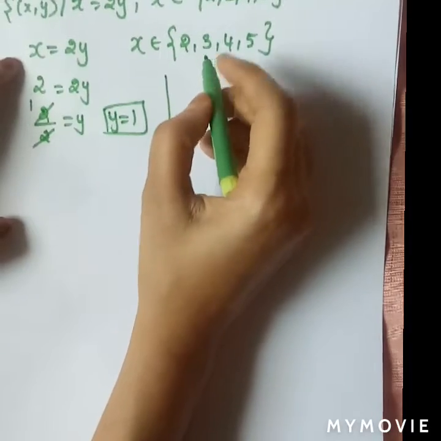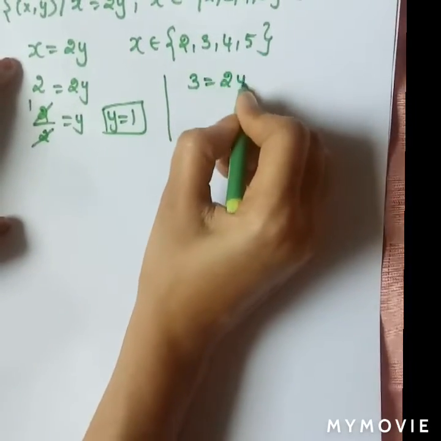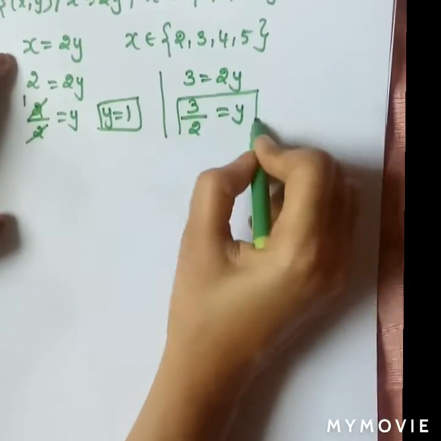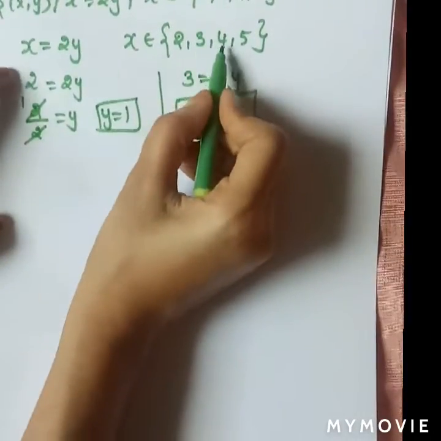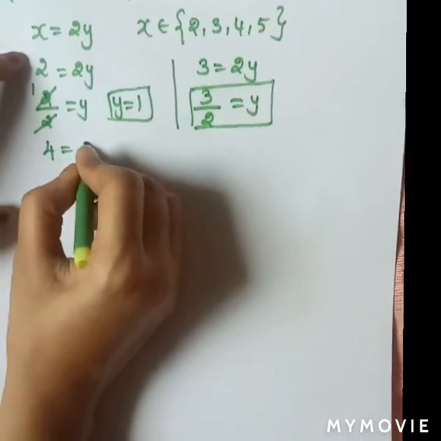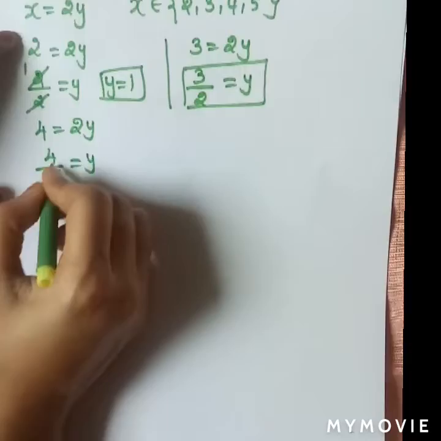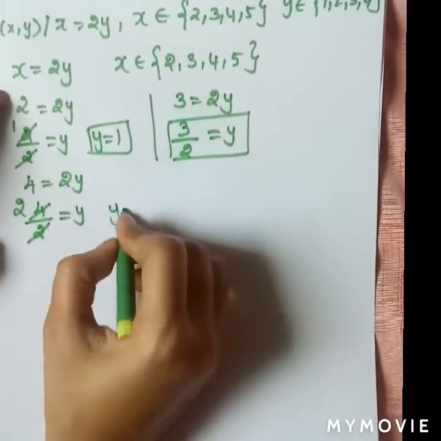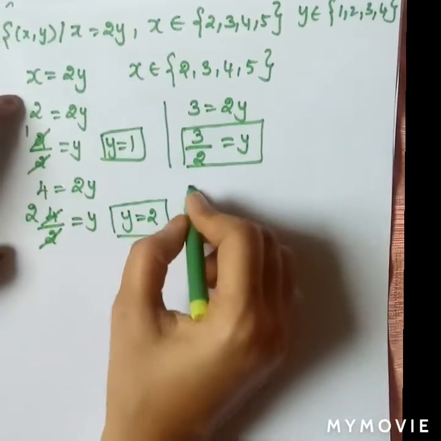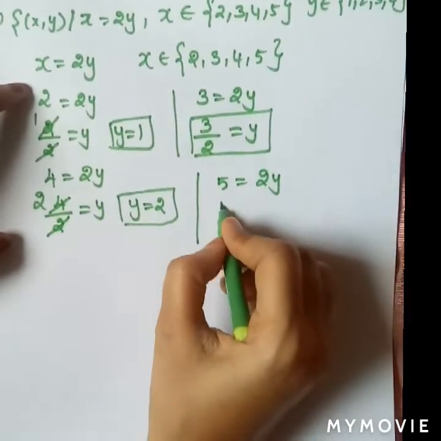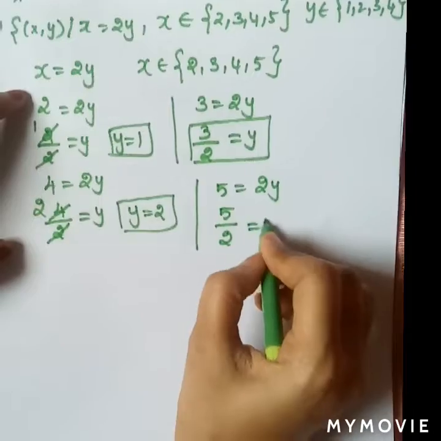Next the value of 3. 3 equal to 2y. 3 by 2 equal to y. Next the value of 4. x equal to 4 equal to 2y. 4 by 2 equal to y. When we cancel this we will get 2. So y equal to 2. Next 5. 5 equal to 2y. 5 by 2 equal to y.